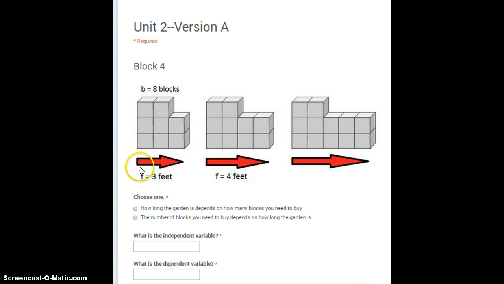Okay, so which one of these is the independent or input variable and which one is the output? Well, the feet is getting longer. So as the feet get longer, you have to have more blocks in the picture. So the input, the thing that's driving this, is the number of feet. And the output is the number of blocks.